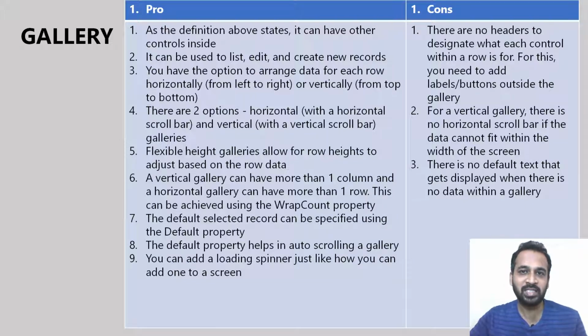As the definition above states, a gallery can have other controls inside. It can be used to list, edit and create new records. You have the option to arrange the data for each row horizontally from left to right or vertically from top to bottom. There are two options, horizontal galleries with a horizontal scroll bar and vertical galleries with a vertical scroll bar. Flexible height galleries allow the row height to adjust based on row data. A vertical gallery can have more than one column and a horizontal gallery can have more than one row. This can be achieved using the wrap count property.